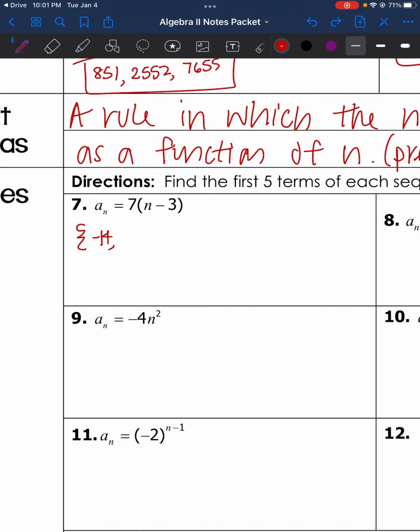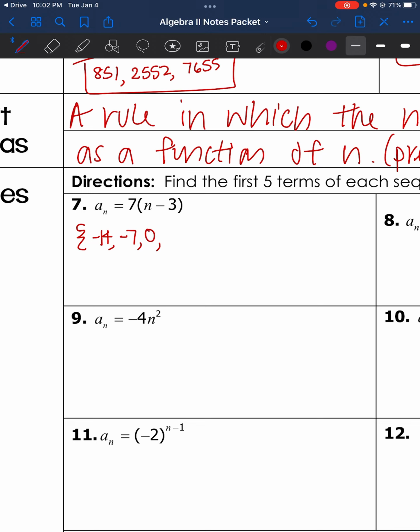And then you use that information to find the value of that term. For our second one here, n is equal to 2, because it's the second number in line. So we'll substitute 2 in here. 2 minus 3 is negative 1. Negative 1 times 7 is negative 7. On this one, n is equal to 3. So now we put 3 in here. 3 minus 3 is 0. 0 times 7 is also 0.